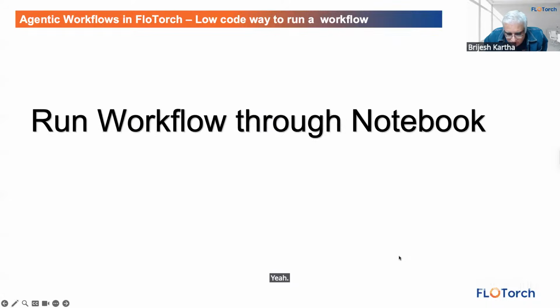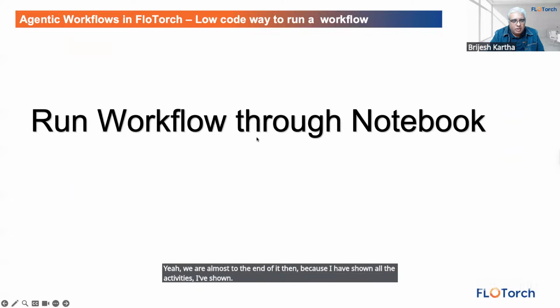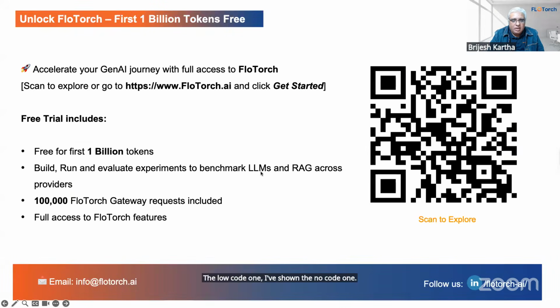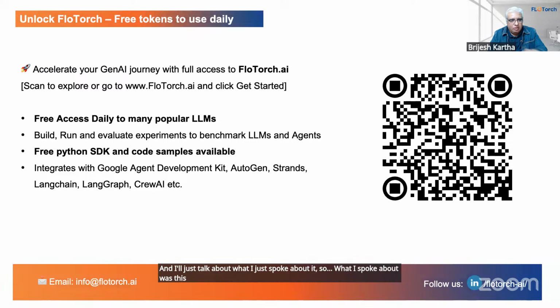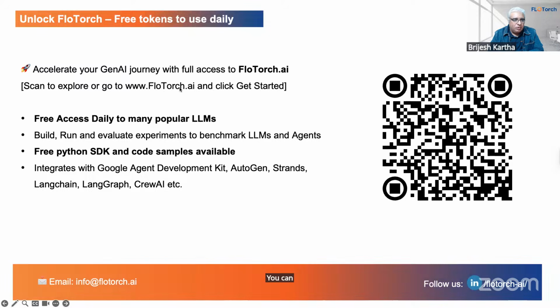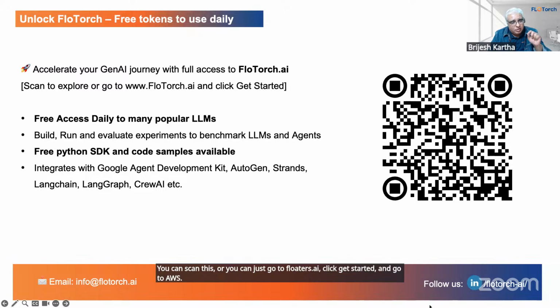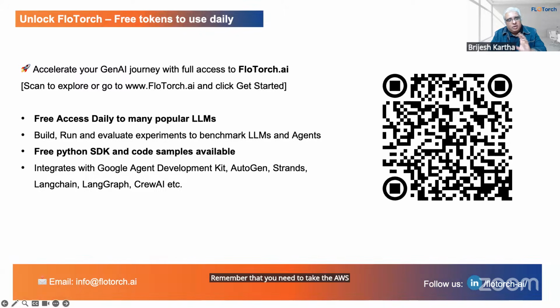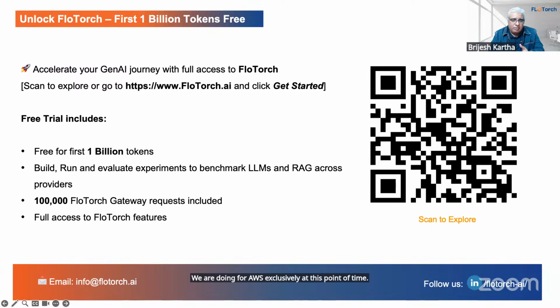We are almost at the end of it then, because I've shown all the activities. I've shown the low code one, I've shown the no code one, and I'll just talk about what I spoke about earlier, which is that you are getting a free environment and free tokens every day. You can scan this, or you can just go to FloTorch.ai, click get started, and go to AWS. Remember that you need to take the AWS version, because we are doing this for AWS exclusively at this point of time. The tokens are available from AWS.